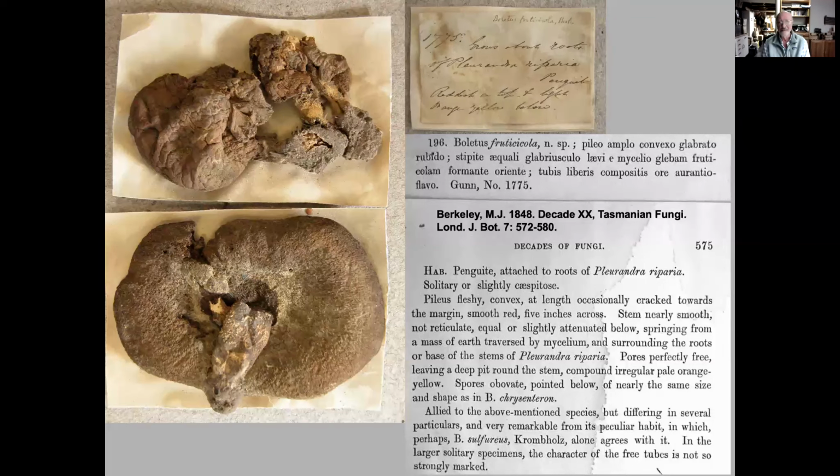The other thing to pay attention to here: down in this part of the description, it says "hab. Penquite." Well, it took me forever to figure out what Penguite was. There's no Penguite in Tasmania. If you look at the original label, that's a Q. So the locality where Gunn found it was Penquite. So there's a typo. That's part of the forensics of figuring out what you have and where you go.